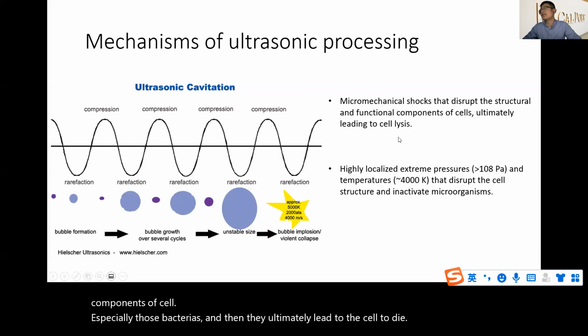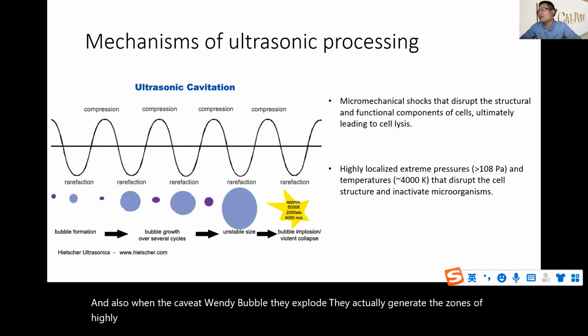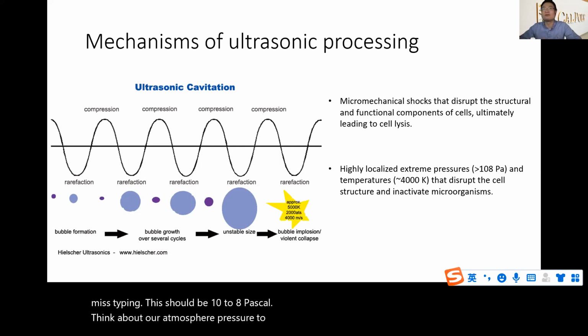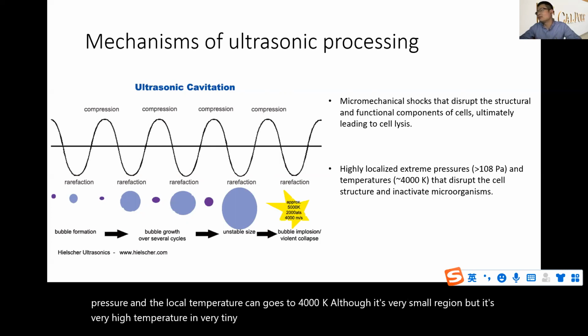And also, when the bubbles explode, they generate zones of highly localized extreme pressures, even greater than 10 to 8. This is a mistyping. This should be 10 to 8 Pascal. So think about our atmospheric pressure. It's 10 to 5, right? So it's about 1,000 atmospheric pressure, and the local temperature can go to 4,000 K. Although it's a very small region, it's a very high temperature in a very tiny spot, and those will disrupt the cell structure and inactivate microorganisms.